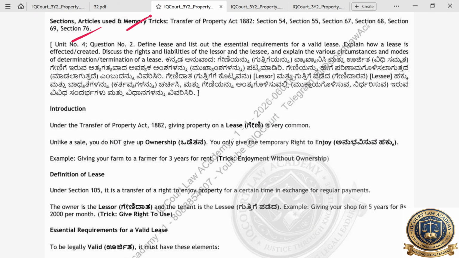Unit number 4, question number 2. Define lease. Essential requirements for a valid lease; explain how a lease is affected and created. Discuss the rights and liabilities of a lessor and lessee. Explain the various circumstances and modes of the determination and termination of the lease.